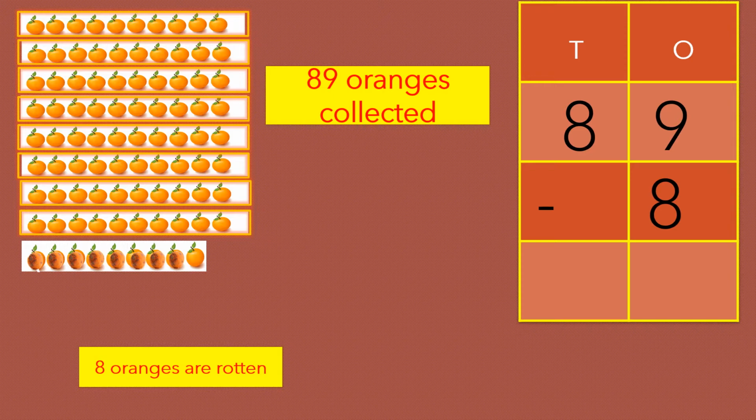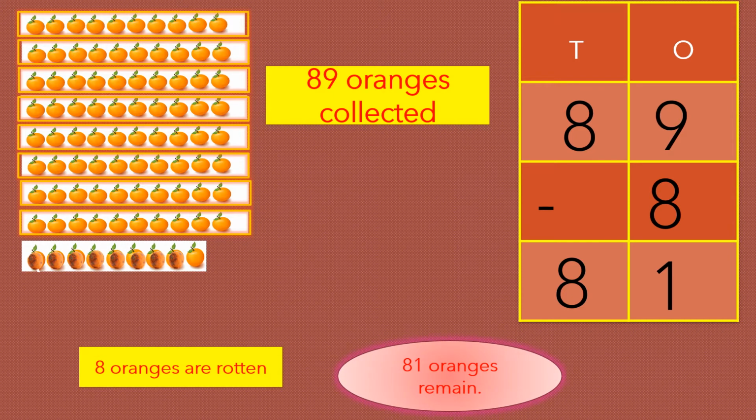Starting subtraction from the ones column, 9 minus 8 is 1, and 8 in the tens column we'll bring down as it is because there's no digit below 8 in the tens column. So our answer is 81. Hence 81 oranges remain. Also from the pictures it is clear that 81 oranges are still in good condition if you go by crossing out the rotten ones.